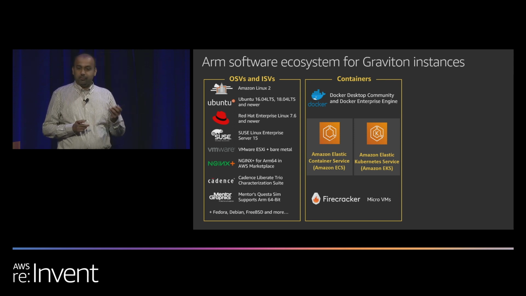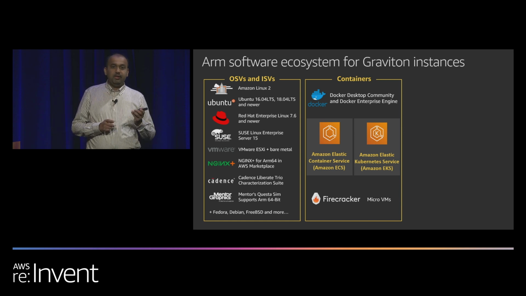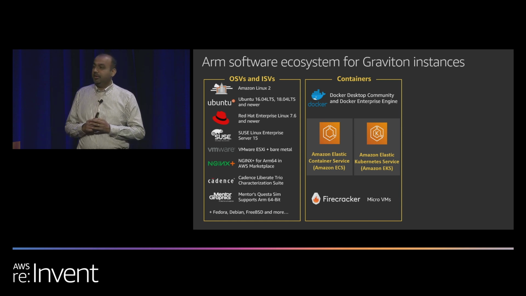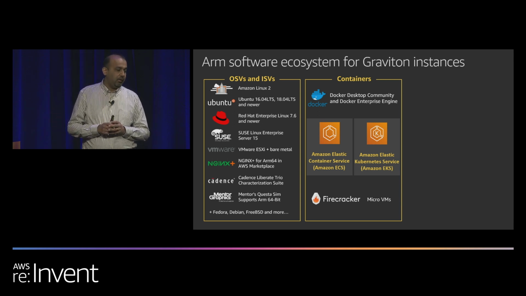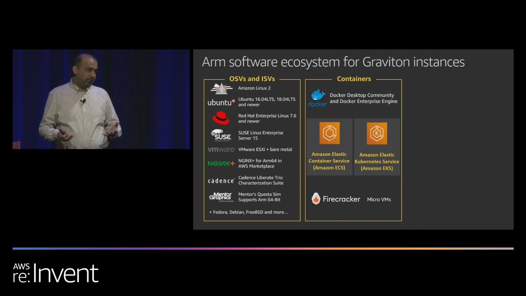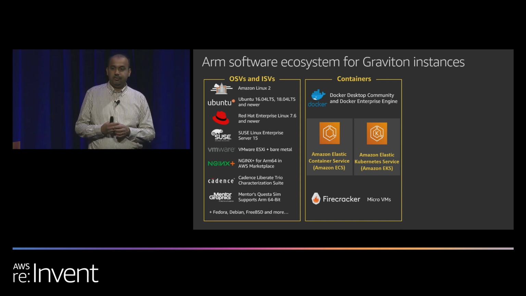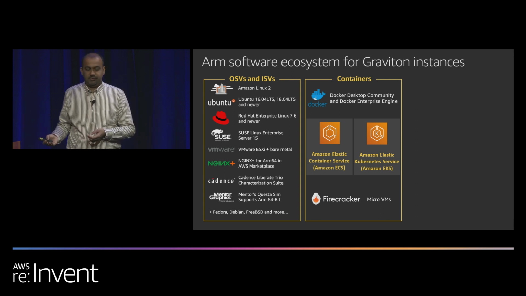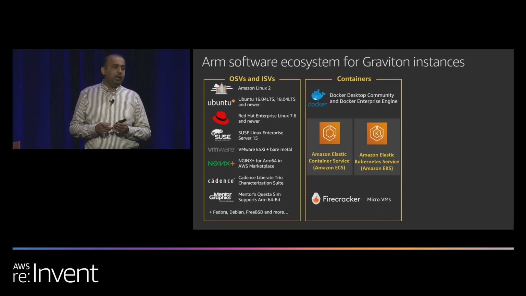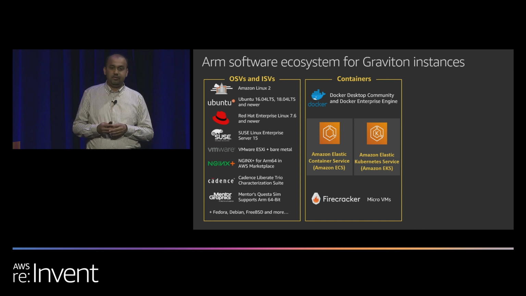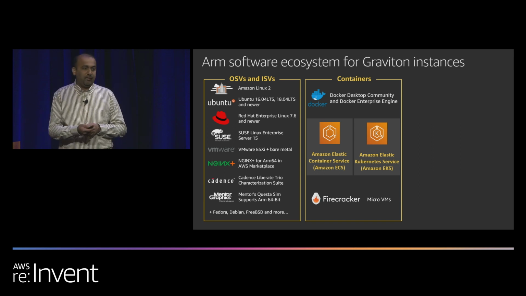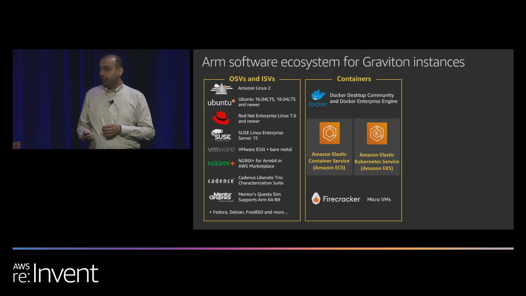On the container space, most recently at DockerCon earlier this year, Docker announced support for 64-bit Arm within their Docker Desktop as well as Docker Enterprise Engine. That now allows thousands of developers to build and deploy multi-arch images. And the Amazon services that deliver for containers, such as ECS and EKS, also support the Graviton instances today. And finally, we have support from Firecracker that allows you to deploy micro VMs.